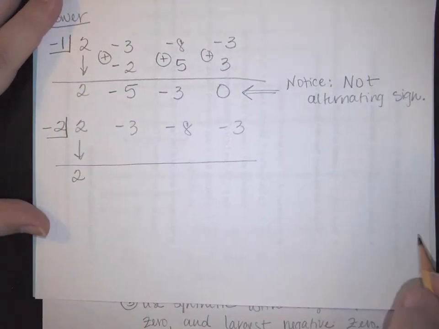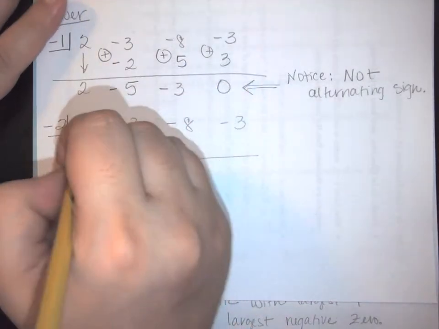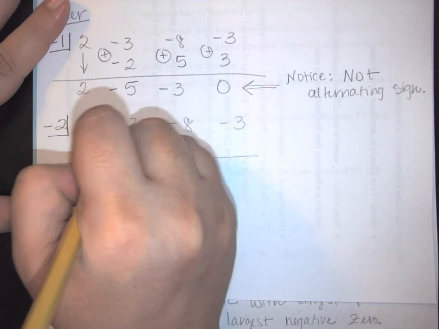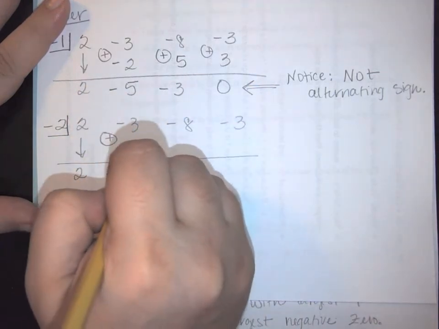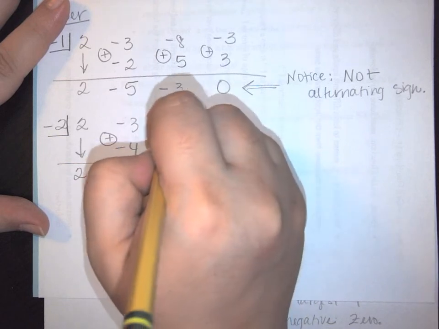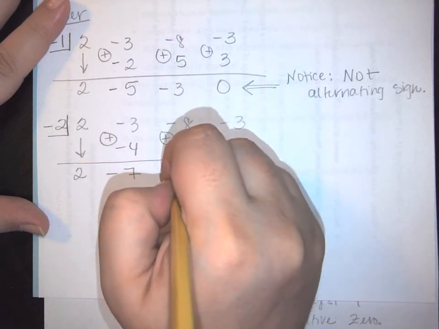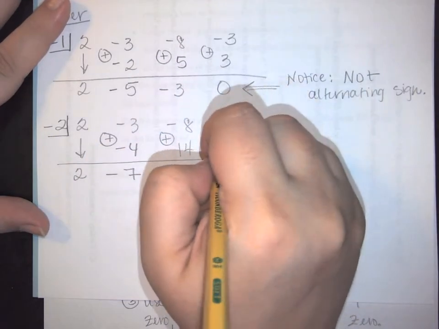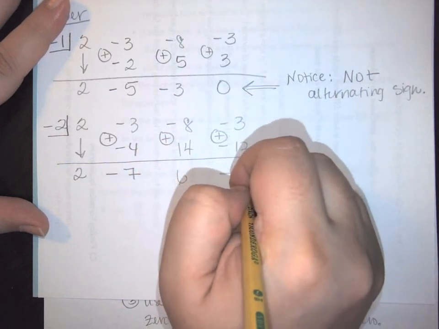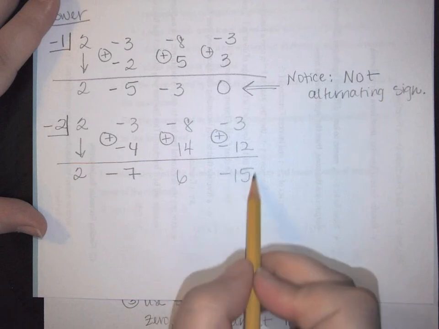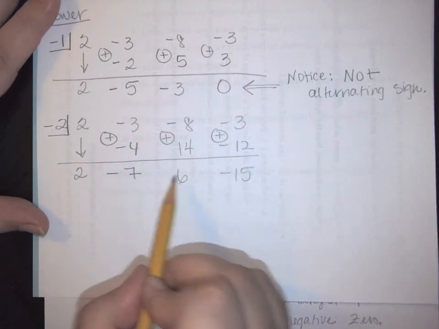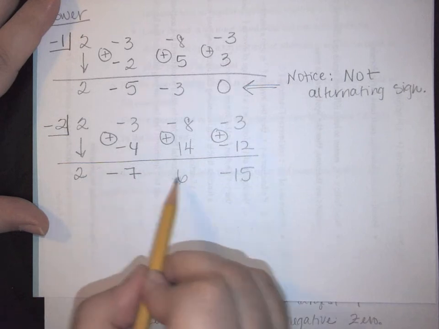So let's see what happens when we use negative 2. So negative 2 and 2 is going to give you a negative 4. Add these together, you get a negative 7. Negative 7 times negative 2 is going to give you a 14. Add these together and you get 6. 6 times negative 2 is a negative 12. Add these together, you get a negative 15. Now remember I said we don't care about this being a 0. What we care about is are we alternating signs. So here we go, positive, negative, positive, negative.